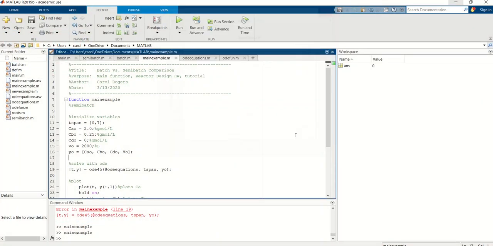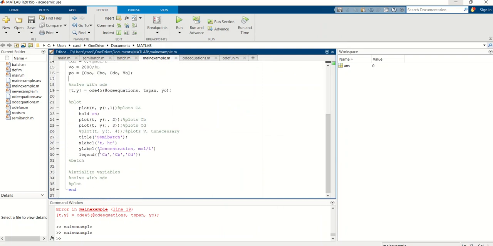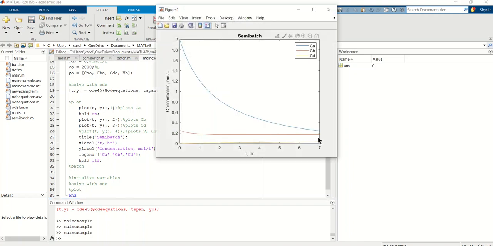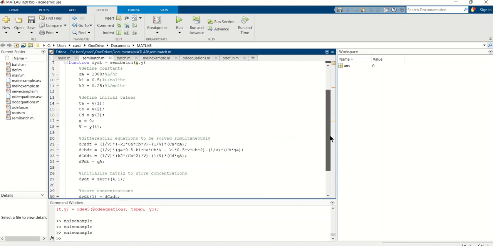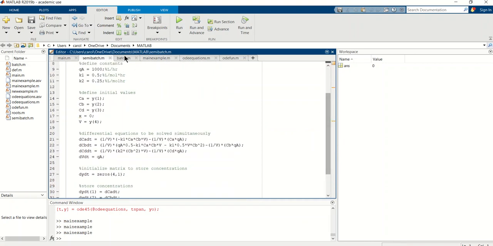And it looks like it did, but hold on is still here. So the way to make it get rid of the previous ones is by saying hold off. There we go. And that is how you graph your semi-batch equations. You do the exact same thing for the batch ones too, and I'll just show you my code for that one right here. Oh, for the batch ones, I mean.